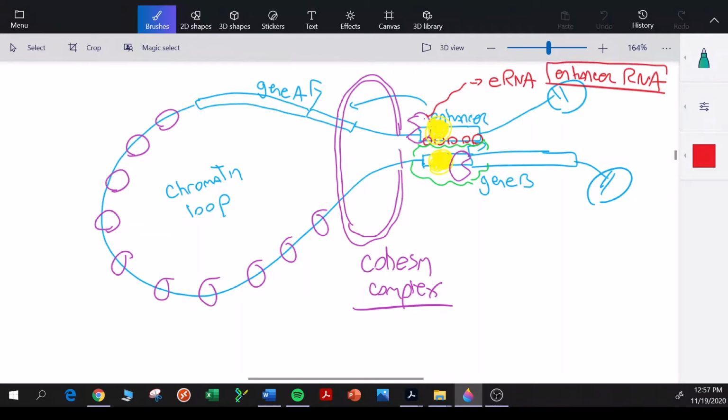Okay, so we have these enhancer RNAs. We have enhancers. Now, our next question is, are these enhancer RNAs necessary for the enhancer to function properly? So we know the enhancer is able to promote or help promote transcription of target genes. In this case, the target gene is gene B. Are the enhancer RNAs important for function? And that's what we're going to take a look at in the next part of this video.